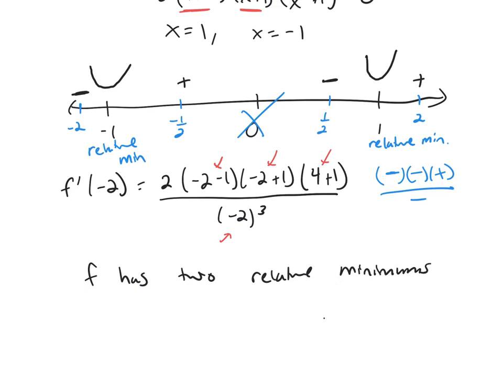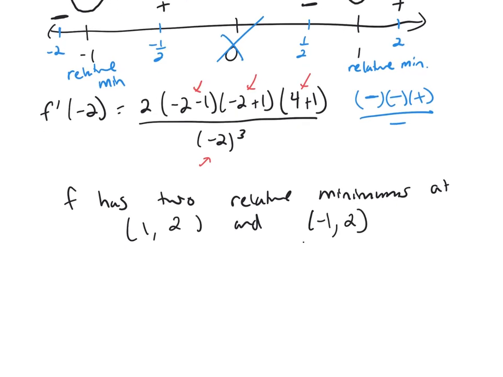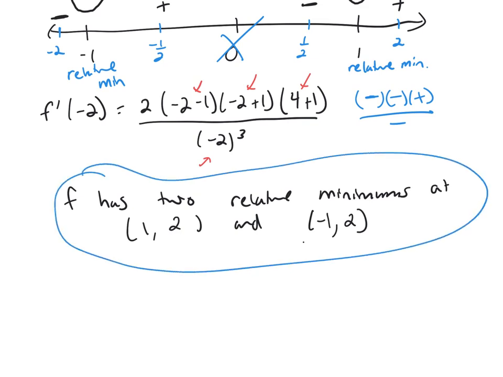And they occur when x equals 1 and when x equals negative 1. And you can go back to your original function. If I plug in 1, I would get 2. Negative 1, you'd also get 2. So there are my relative minimums. And it has no relative maximum. So it only has relative minimums.